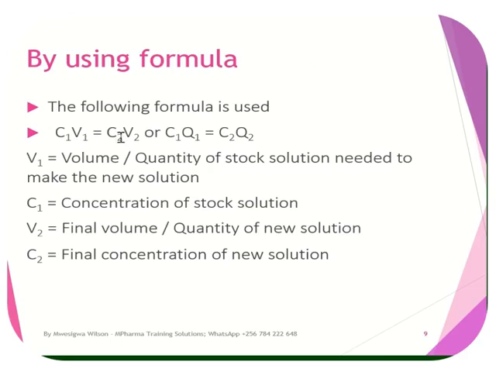C1V1 equals C2V2. V1 is the volume of the stock solution needed to make the dilute solution. C1 is the concentration of the stock solution. V2 is the final volume, and C2 is the final concentration. We have to understand this formula, and then we shall understand how to use it. C1V1 equals C2V2.